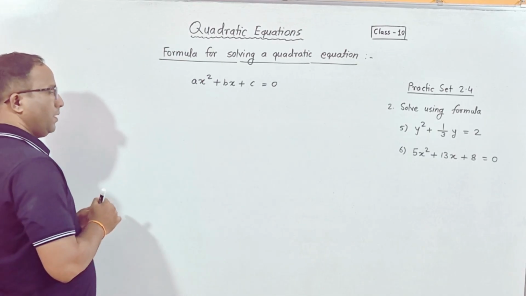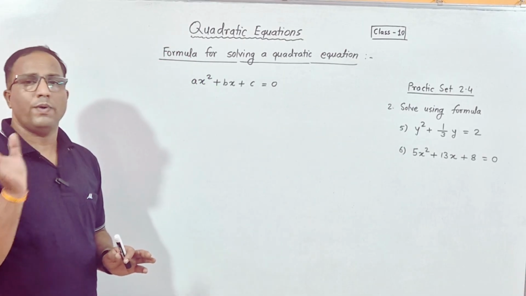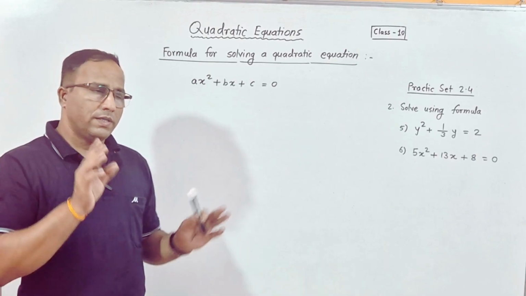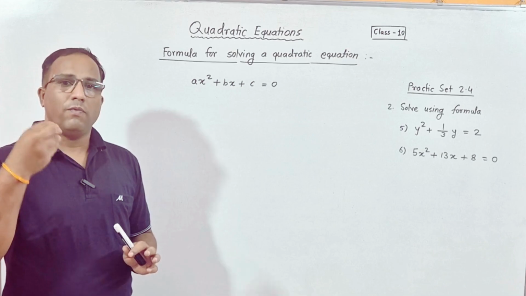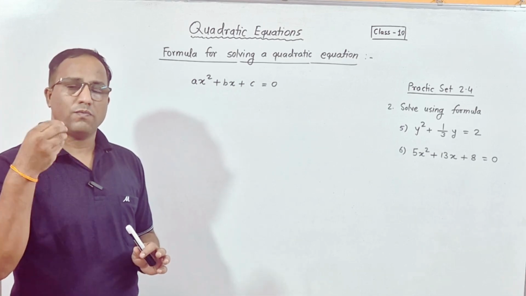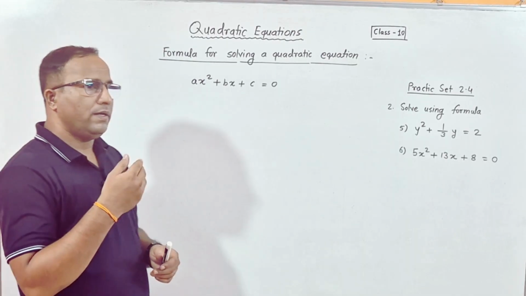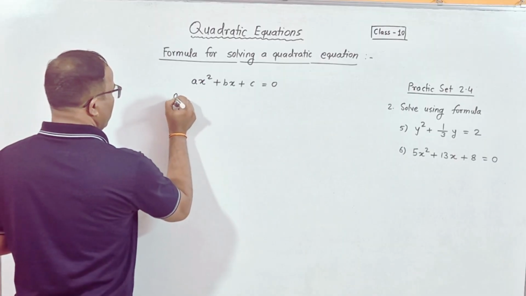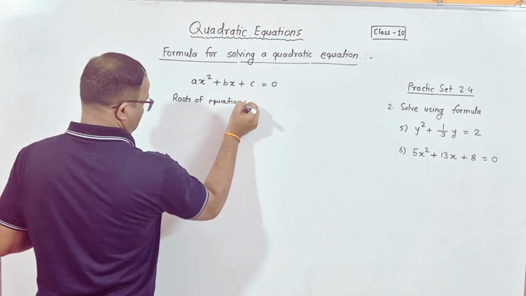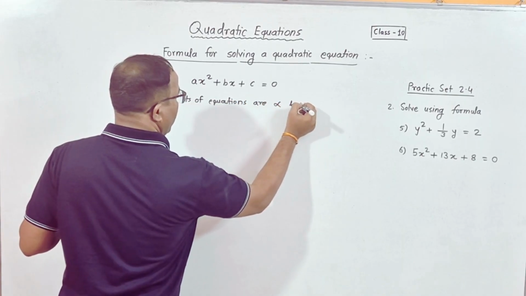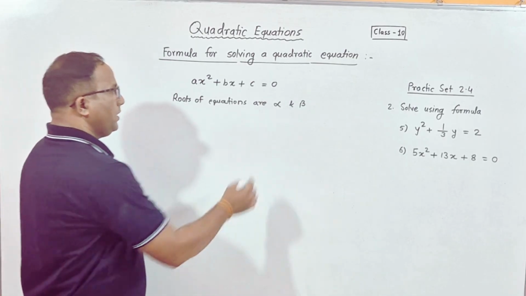Now what is the formula? As it is a quadratic equation, the variable has two values, which means the equation has two roots. Because it is a quadratic equation, the possible values of the variable are 2. So the formula is also made in such a way that the roots of the equation are alpha and beta. One root is alpha and the other root is beta.